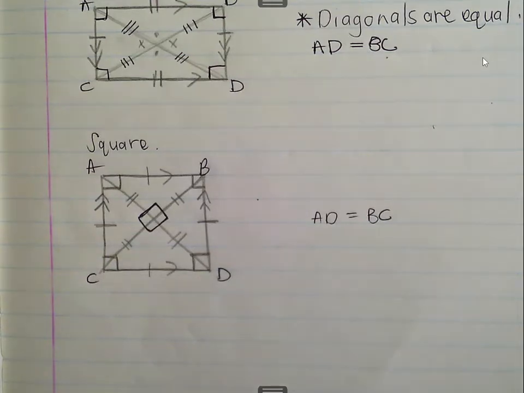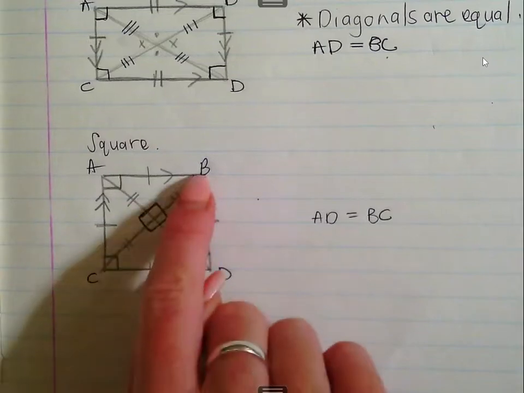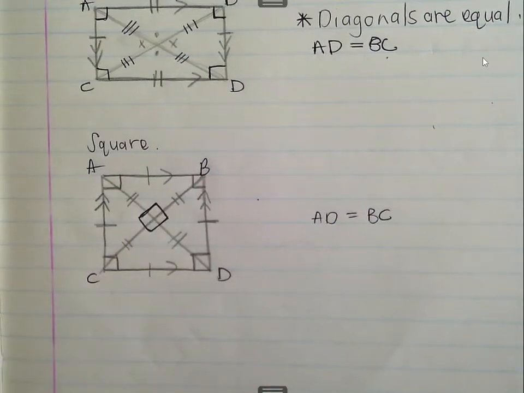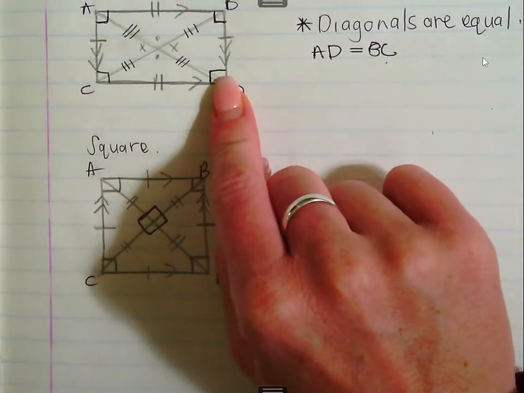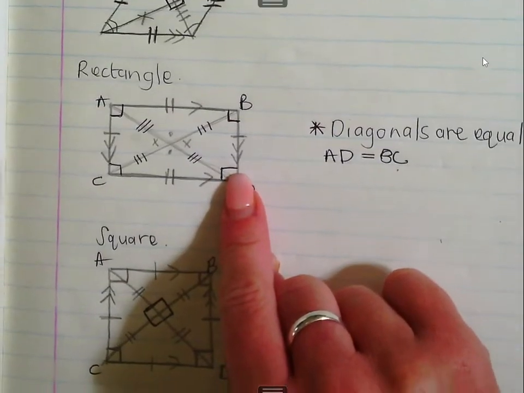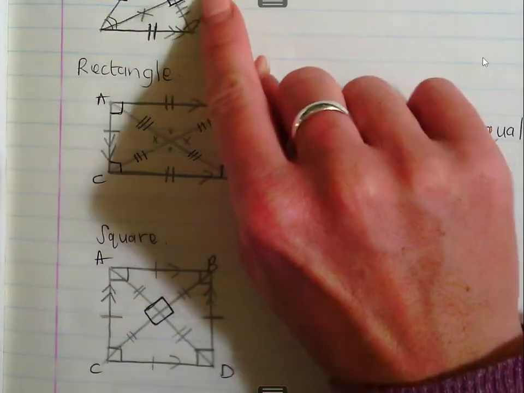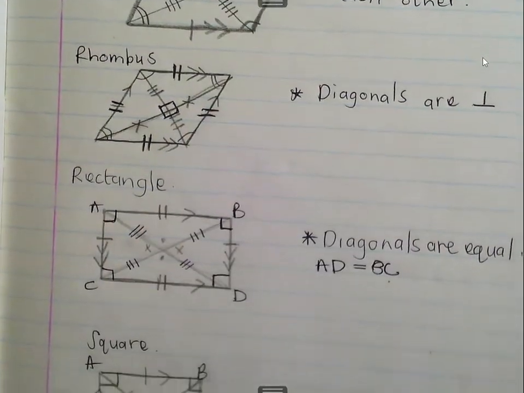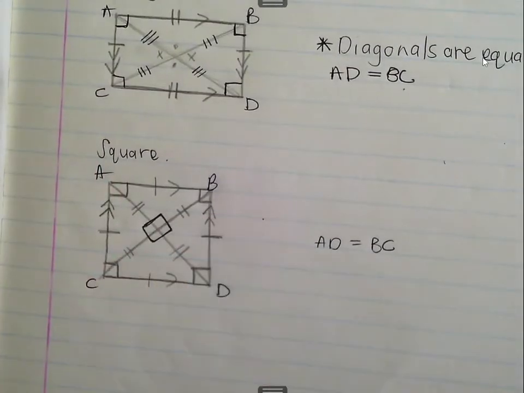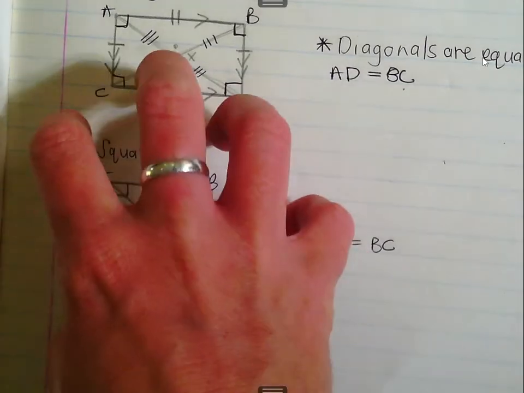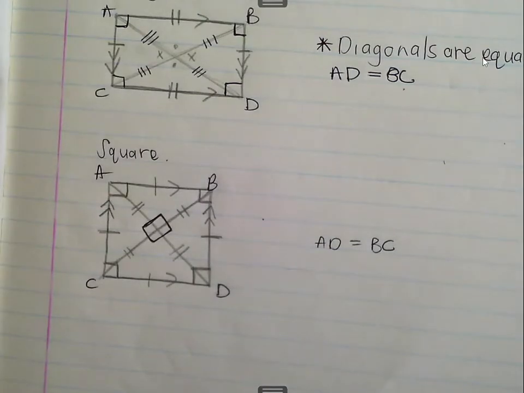So if the question asks you to prove that this quadrilateral is a square, if you prove that the angles are 90 degrees only, you have only proven a rectangle. Do you understand? If you only prove that the adjacent sides are equal, you've only proven that it's a rhombus. You haven't proven that it's a square. If you only prove that the diagonals are perpendicular, you've only proven a rhombus, once again, not a square.